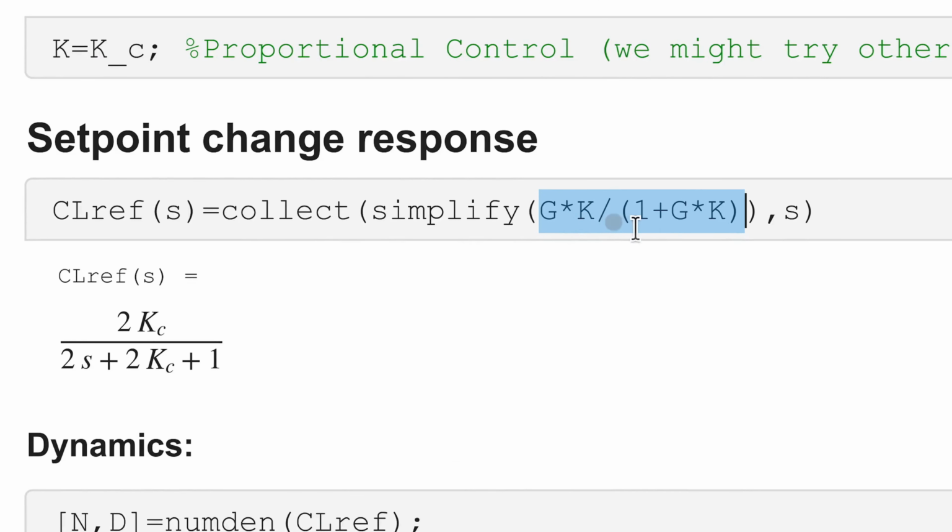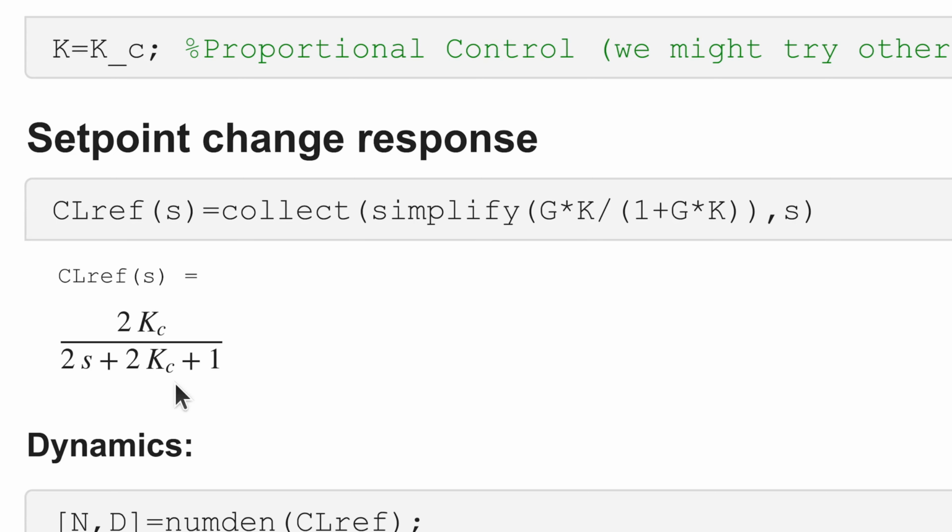So if we tell it to simplify and collect things as a polynomial in the Laplace variable, then we get this nice closed loop reference to output transfer function. And then let us first check if it is stable, because if it is unstable, then we finish. We should not connect this thing.